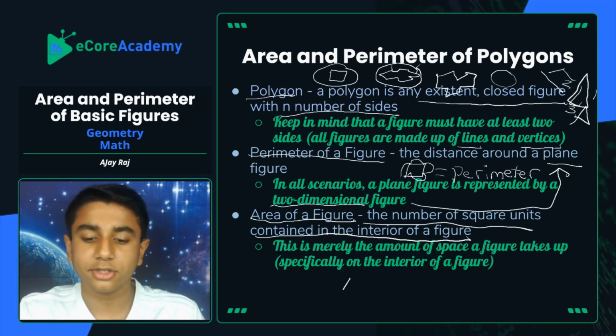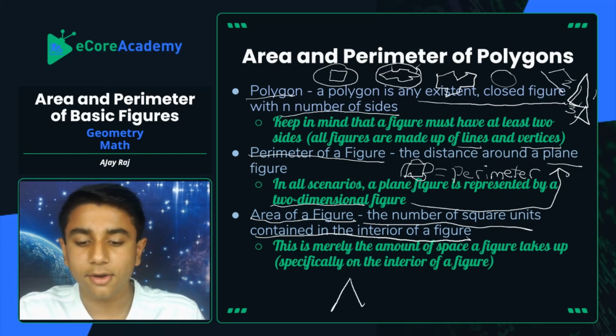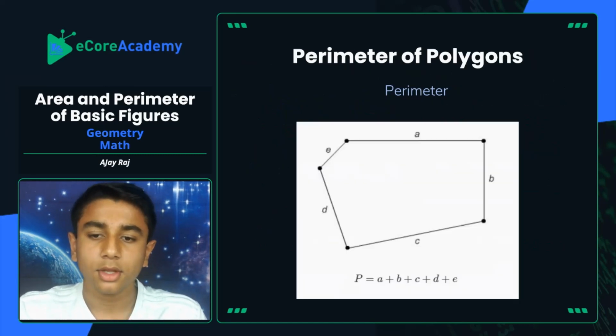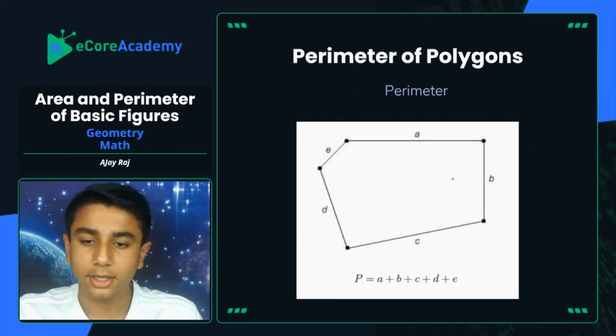Say, for example, we have this triangle. We want to calculate its area. All we have to do is find out how much space it takes up. So that's basically the inside of the triangle. All right, let's move into some examples of what area and perimeter are. So let's look at the perimeter of polygons.